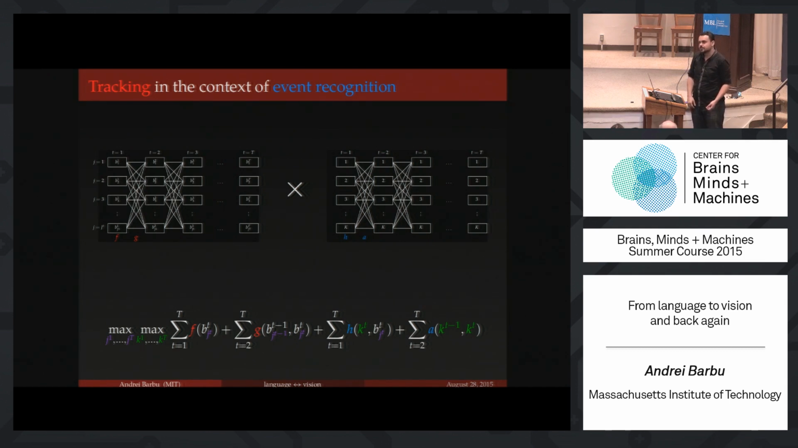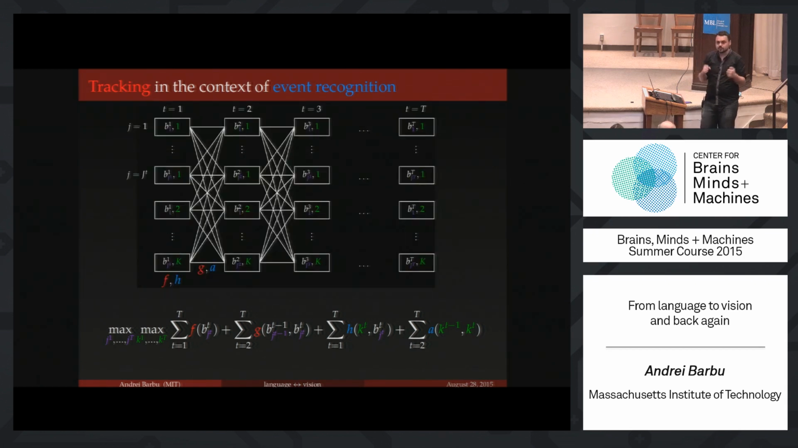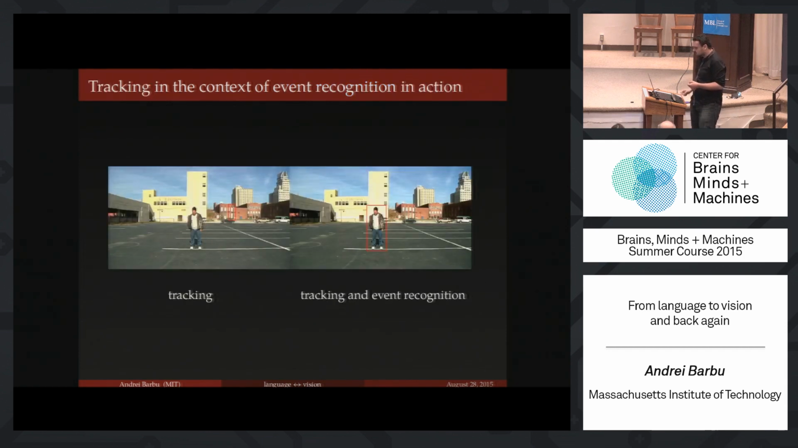Make sense? So this is a way for your event recognizer to influence your tracker, because now you're jointly choosing the best detection for both the tracker and the event recognizer. So it was really, really simple. We put in a tremendous amount of feedback by just taking a cross product. So we can see this in action.